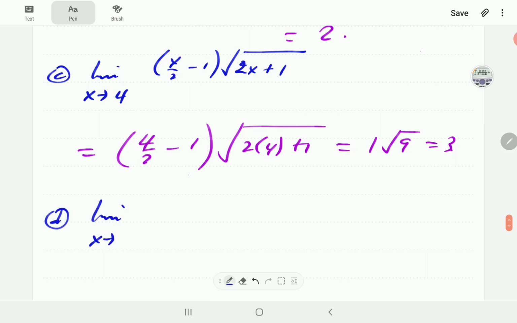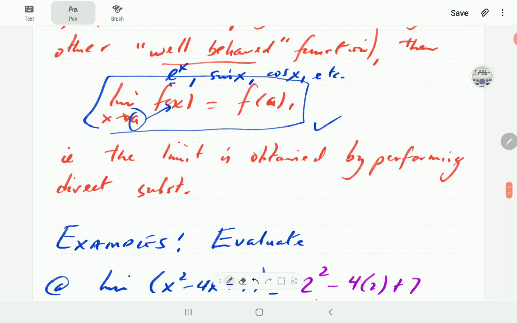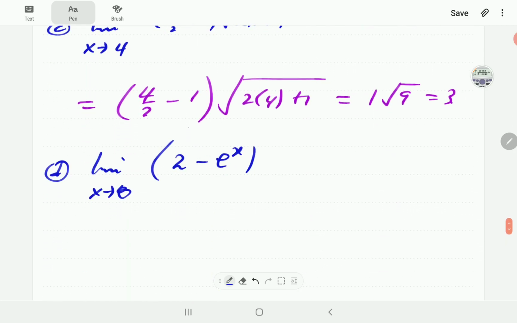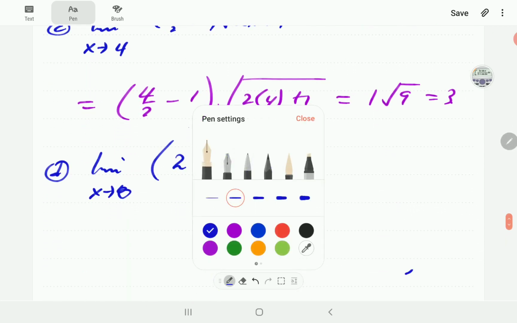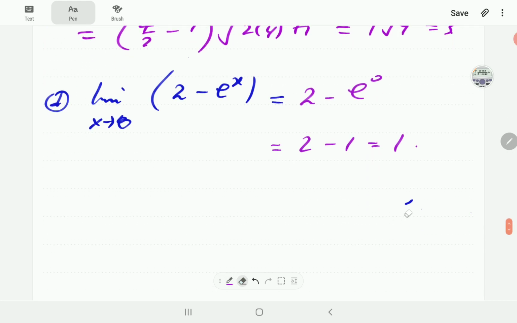In D, suppose we are looking for the limit of 2 minus e to the x as x goes to 0. Remember we said e to the x is one of those well-behaved functions, so we can evaluate this limit via direct substitution. So we simply plug in x equal to 0 here. Remember that e to the 0 is 1, so that's going to be 1 as our limit.